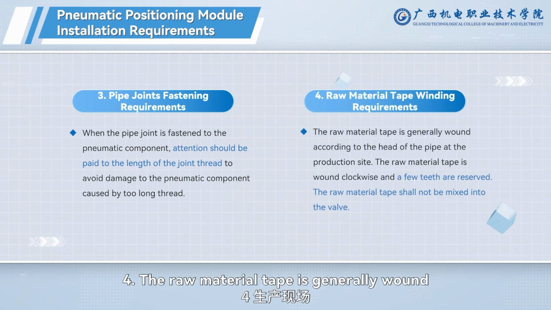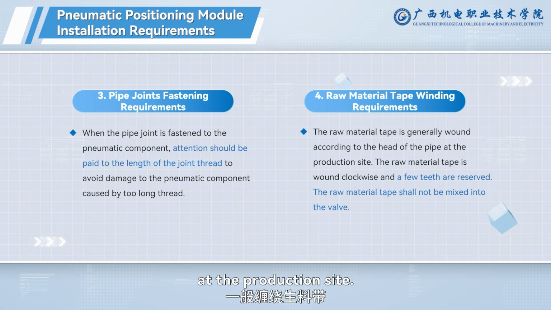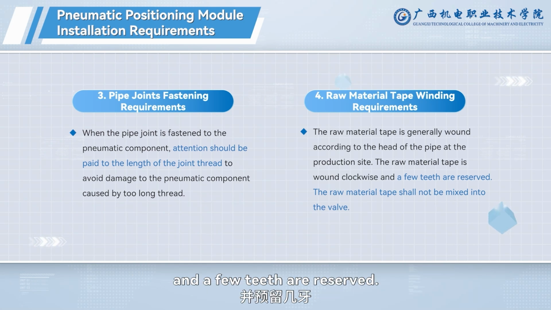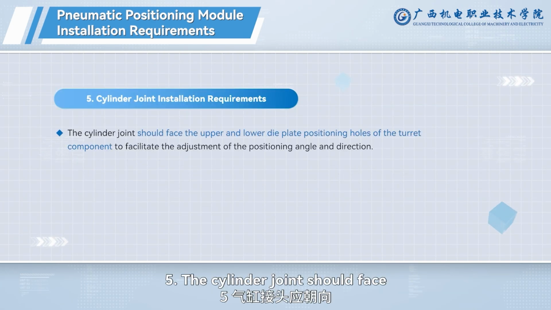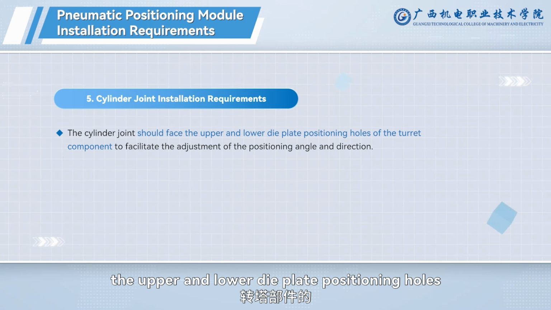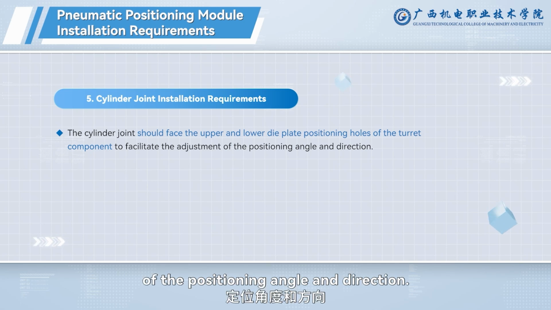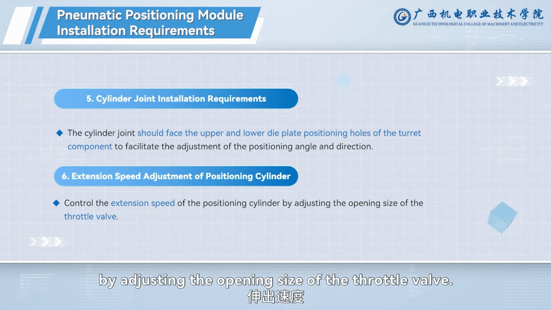4. The raw material tape is generally wound according to the head of the pipe at the production site. The raw material tape is wound clockwise, and a few teeth are reserved. The raw material tape shall not be mixed into the valve. 5. The cylinder joint should face the upper and lower die plate positioning holes of the turret component to facilitate the adjustment of the positioning angle and direction. 6. Control the extension speed of the positioning cylinder by adjusting the opening size of the throttle valve.